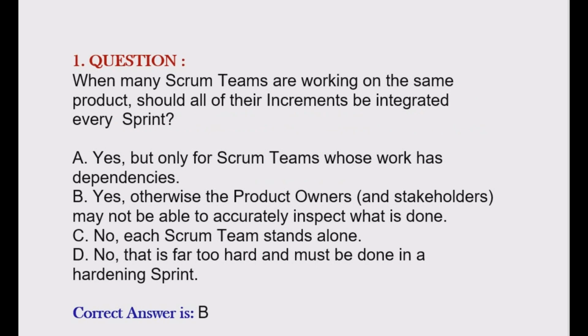Our question is, when many Scrum teams are working on the same product, should all of their increments be integrated every sprint? Option A, yes, but only for Scrum teams whose work has dependencies. Option B, yes, otherwise the product owners and stakeholders may not be able to accurately inspect what is done. Option C, no, each Scrum team stands alone. Option D, no, that is far too hard and must be done in a hardening sprint. Correct answer is option B.